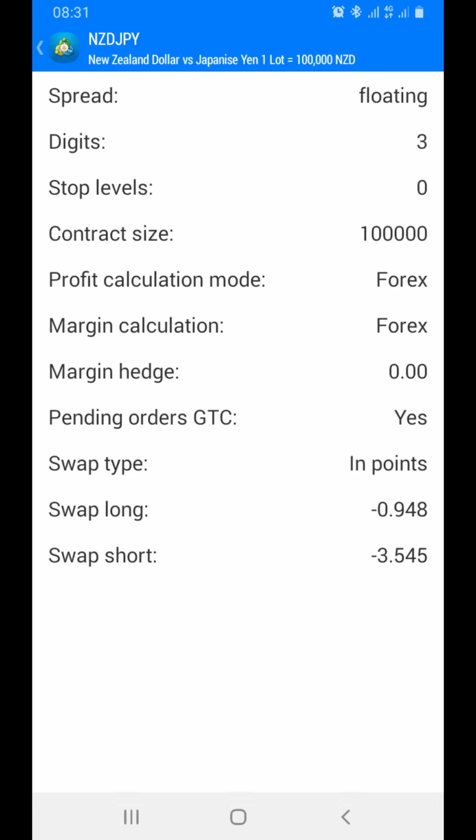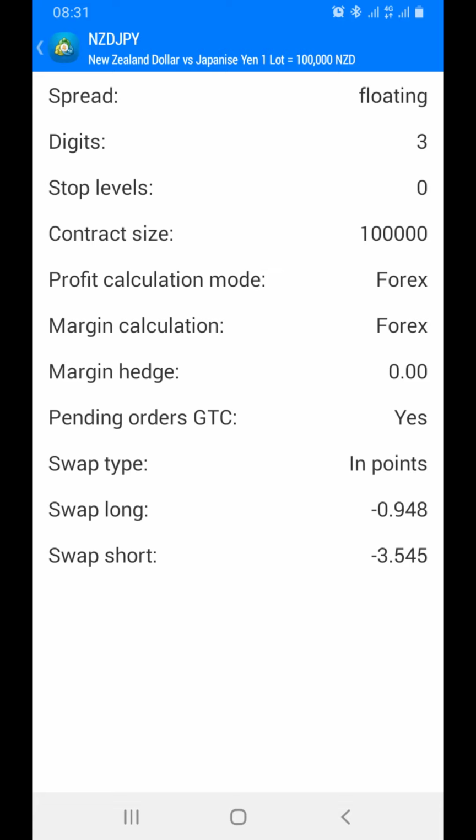So the asset is New Zealand dollar versus Japanese yen, and the spread is floating. The digits 3, stop levels 0, contract size 100,000, profit calculation mode forex, margin calculation forex, margin hedge 0.00, pending orders, yes, there's some pending orders.